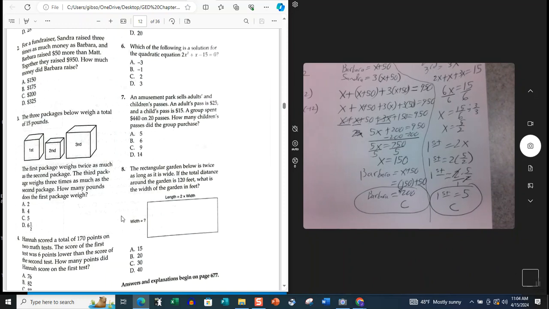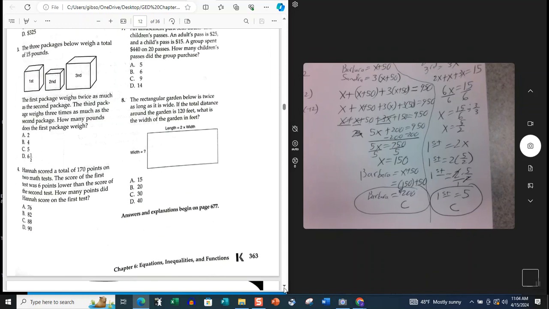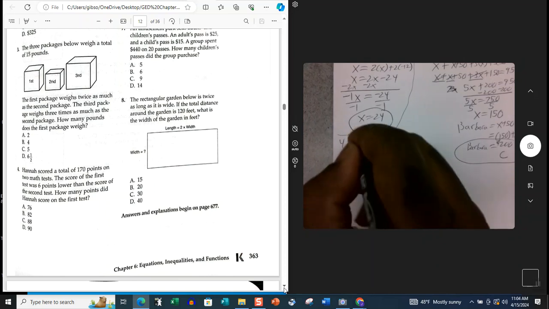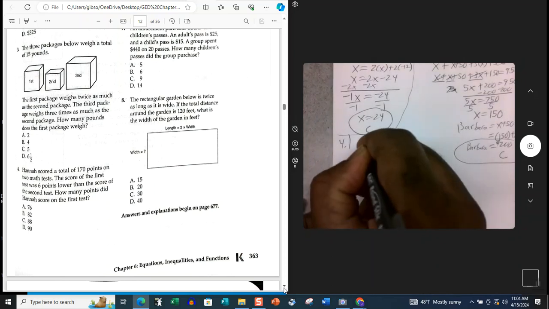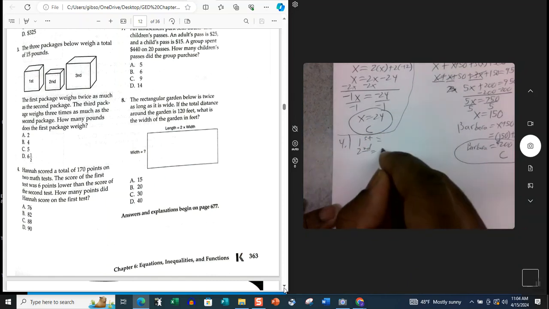Now, we move on to problem number 4. It says here that Hannah scored a total of 170 points on 2 math tests. The score on the first test was 6 points lower than the score on the second test. So we have the first test, second test. Now the first test is dependent on the second test.